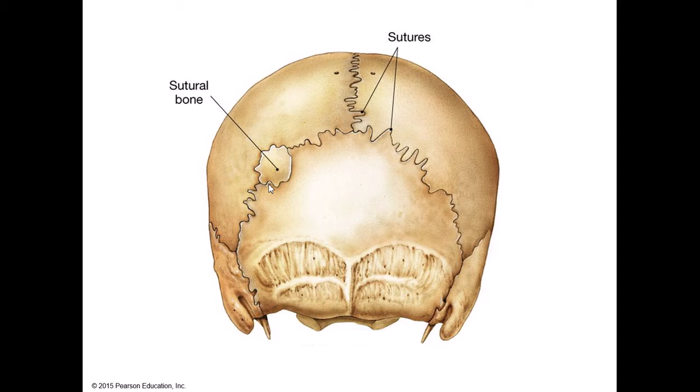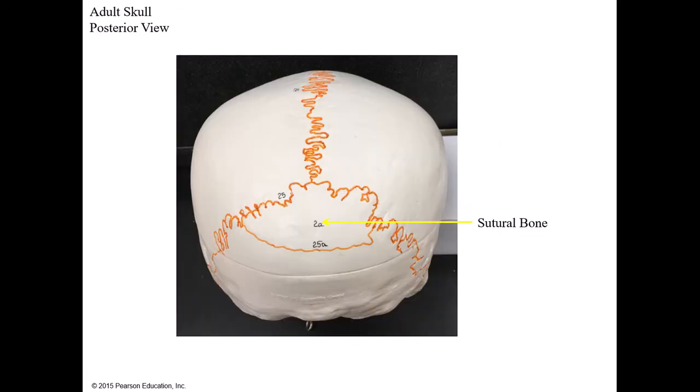You could also call it a wormian bone. They can be anywhere. This one, like I said, happens to be in the lambdoid. You can see them here in the sagittal suture. You can see them up front in the coronal. They really have no clinical significance. So on our model here, this is a big one, but this is the sutural bone that they're showing on this model here.